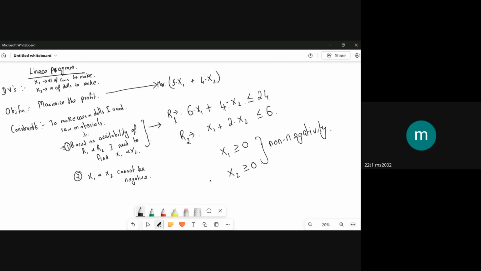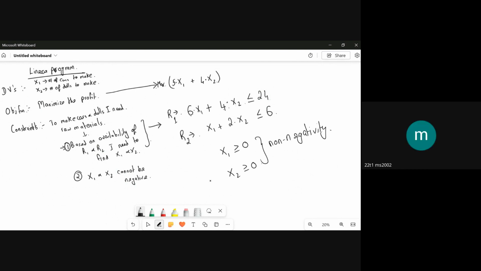Right? So this will come for most of your problems. So non-negativity, the actual constraints for the problem, the objective function, and the decision variables. Now you have formulated a problem. Is this a primal or is this a dual? This is primal. Why is it a primal?